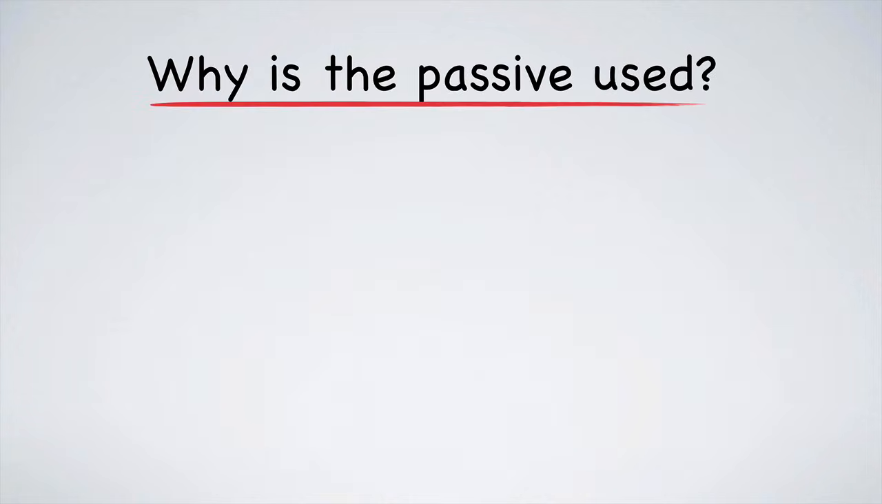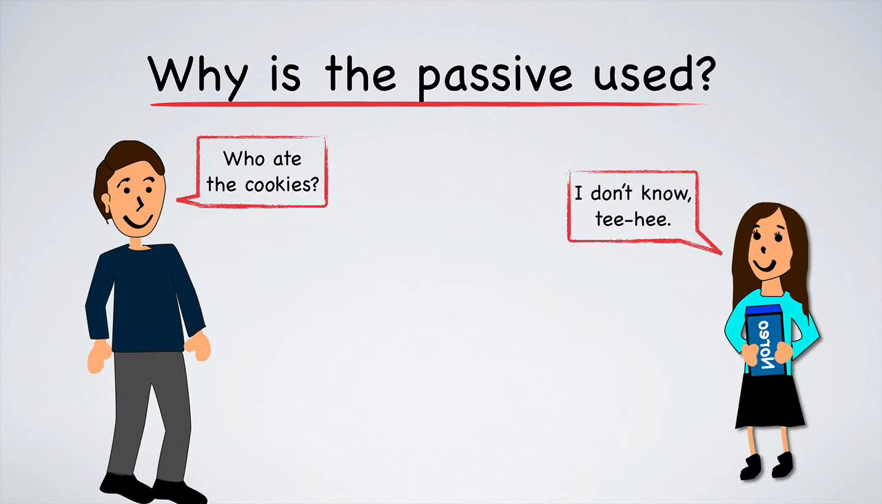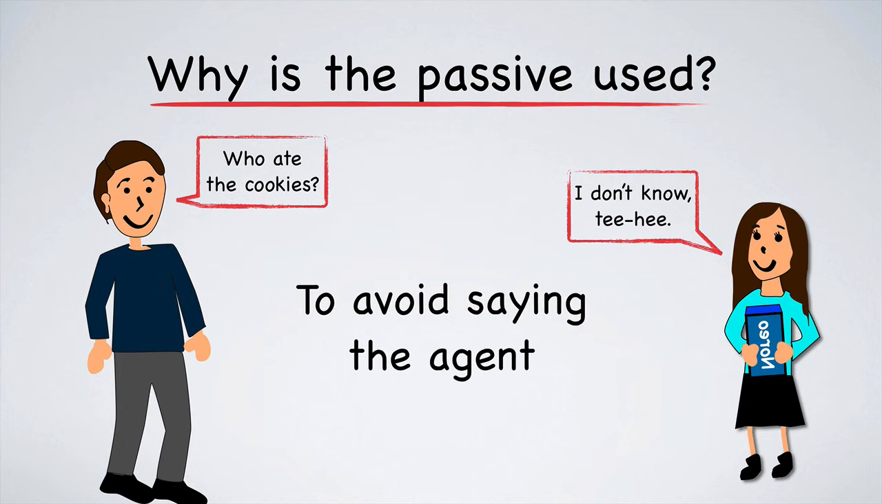Why is the passive used? Well, why did the little girl use the passive? It was because she wanted to avoid telling her father who had actually eaten the cookies. So, she wanted to avoid naming the agent. Not wanting to say who or what the agent is actually the reason why people use the passive.